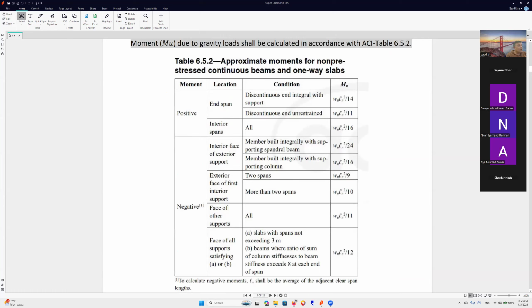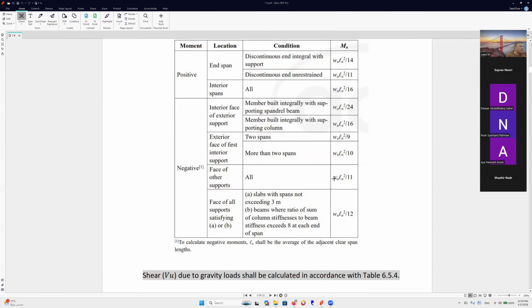Member built integrally with the supporting spandrel beam: WL squared over 24. Member built integrally with supporting column: WL squared over 16. Exterior face, if we have two spans, WL squared over 9. If we have more than two spans, WL squared over 10. And face of other supports, it's WL squared over 11.